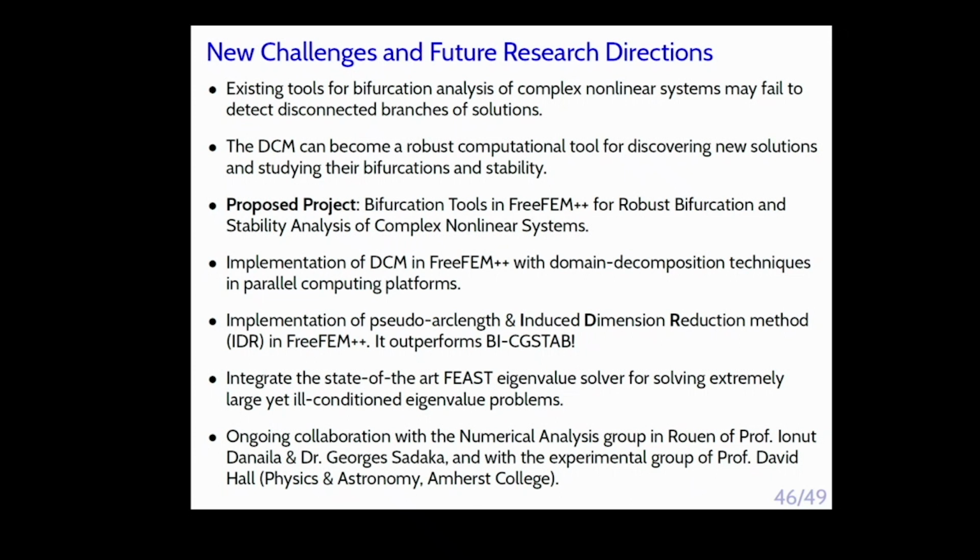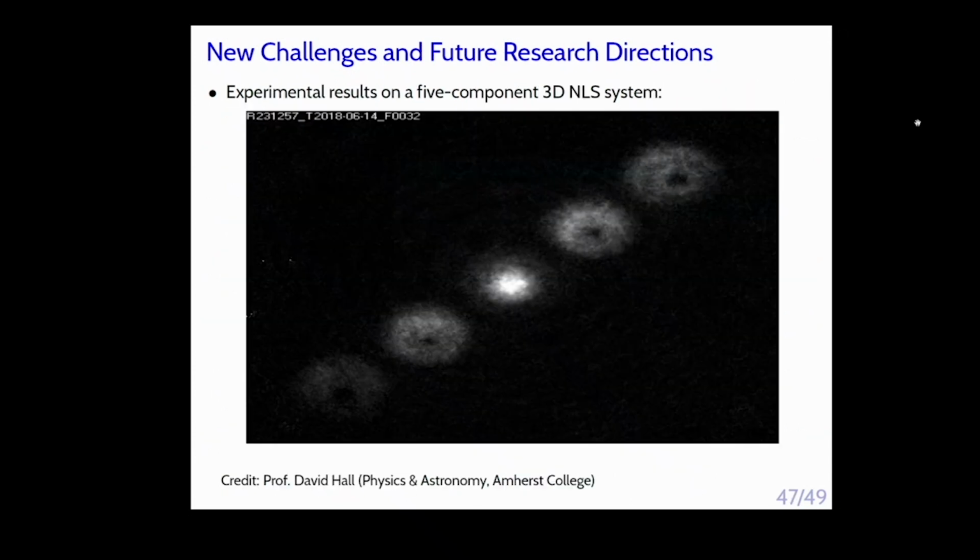So we're going to keep doing this throughout the summer, motivated by experimental results by David Hall. Here is an actual experimental setting, with experimental results in a five-component system. So you have now five GPs, in 3D, quite computationally intensive.